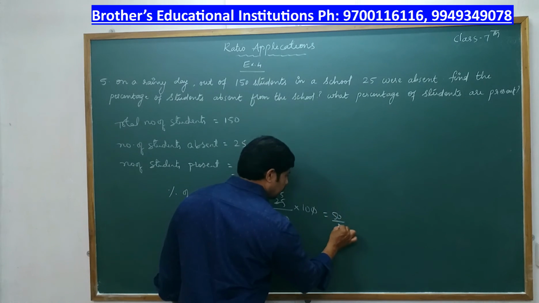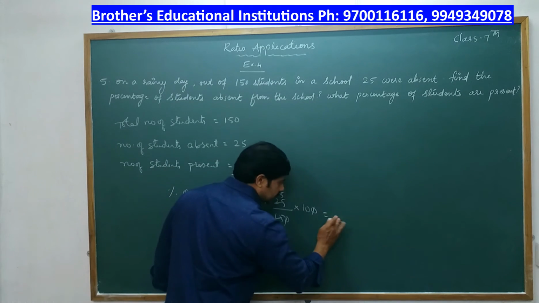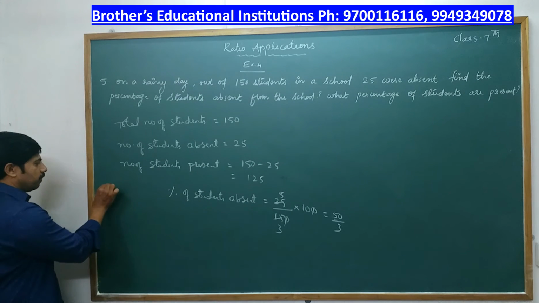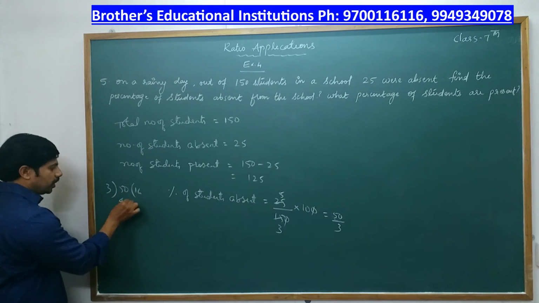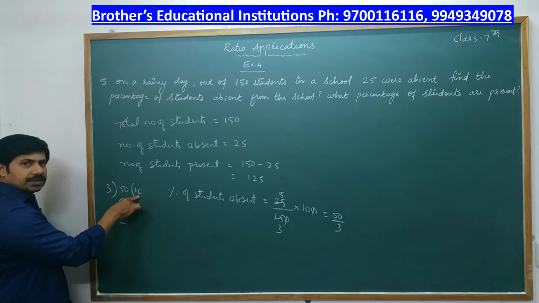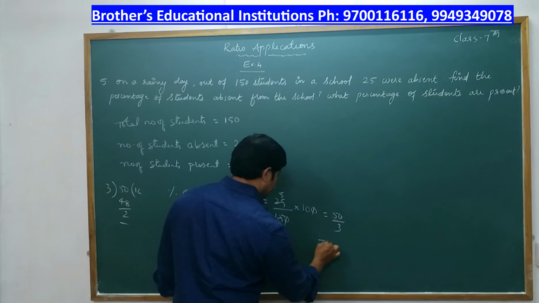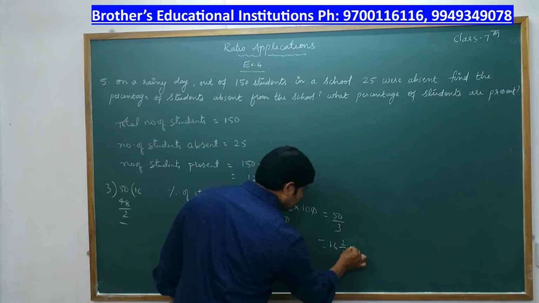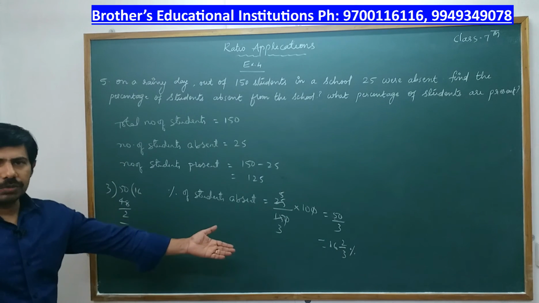50 by 3. This 50 by 3, you have to write in mixed fraction. How to write it in mixed fraction? We'll divide. 3 16s are 48, remainder 2. So it is 16 and 2 by 3. So what is the percentage of students absent? It is 16 and 2 by 3%.